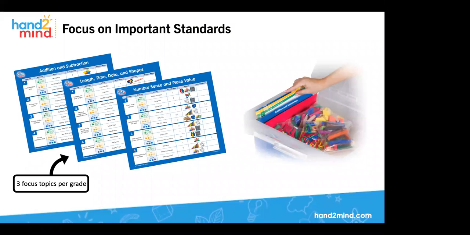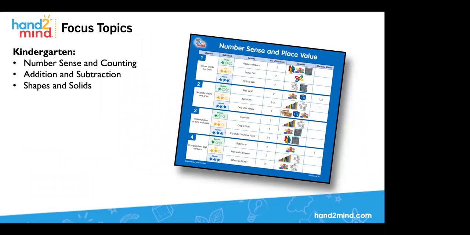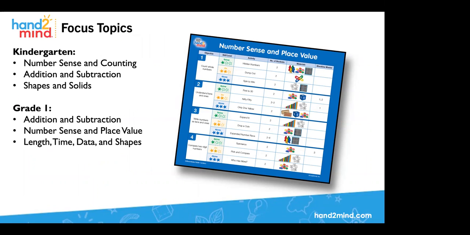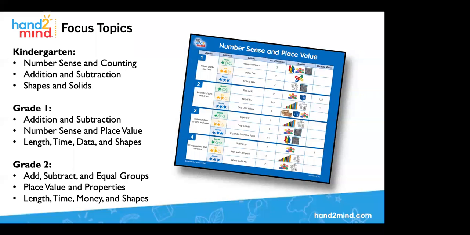So let's take a look a little bit closer as to what those focus topics look like per grade level. As I'm looking at kindergarten, the 3 main focus topics are number sense and counting, addition and subtraction, and shapes and solids. For first grade, I see addition and subtraction, number sense and place value, and length, time, data, and shapes. For second grade, I see add, subtract, and equal groups, place value and properties, length, time, money, and shapes.